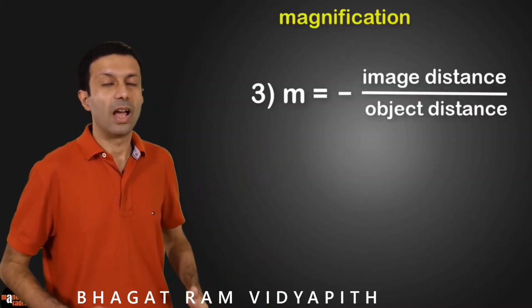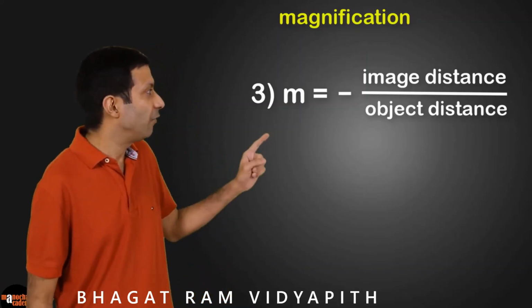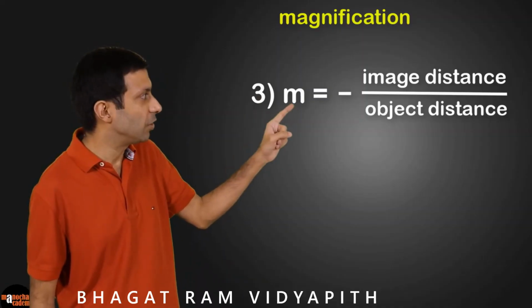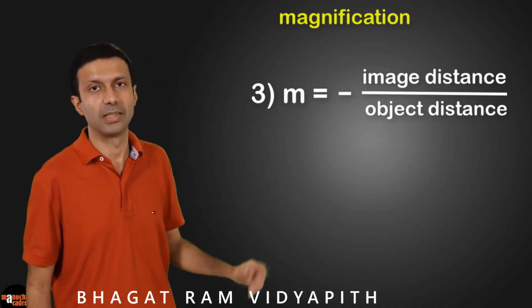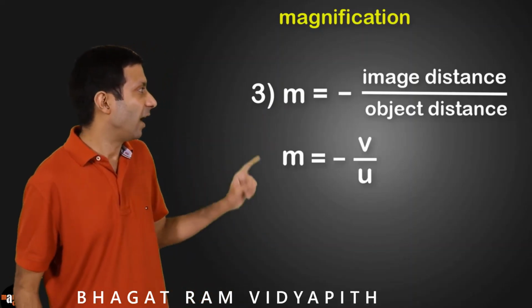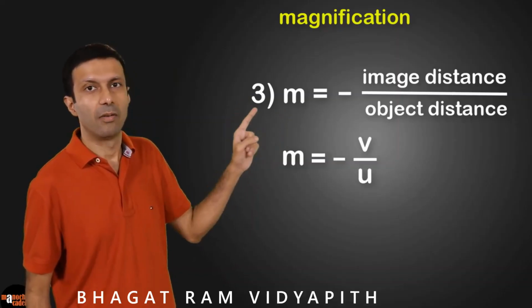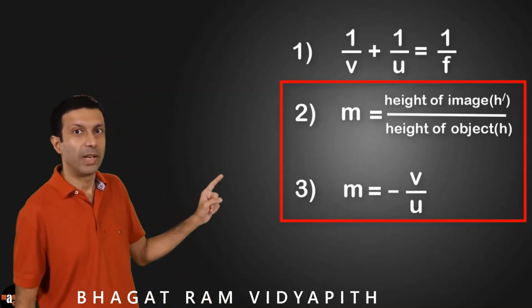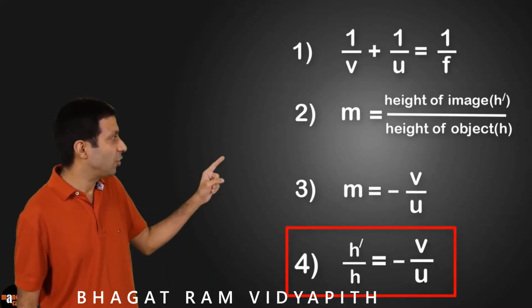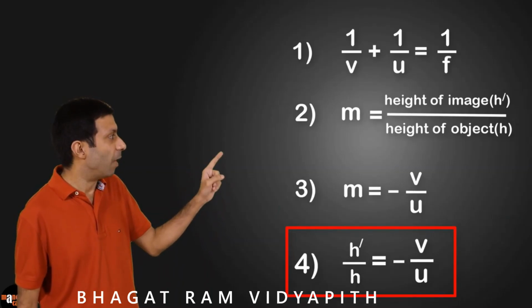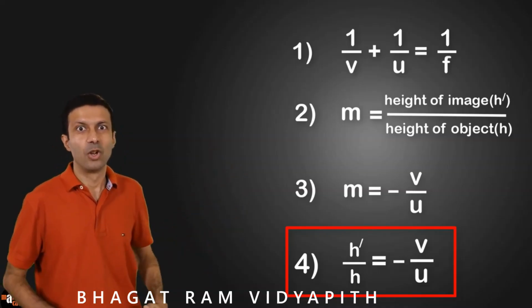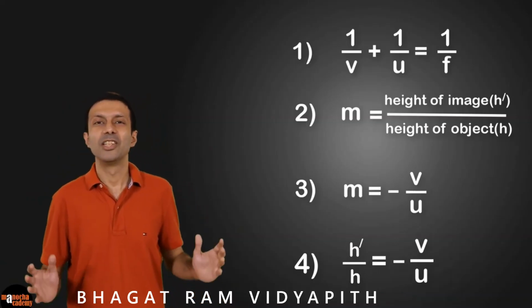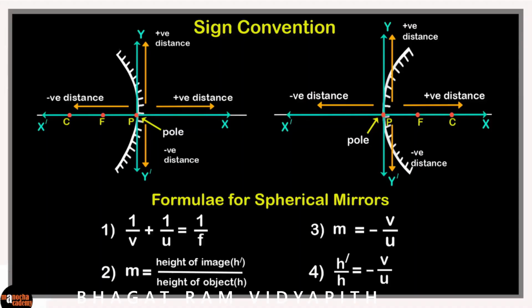The third formula relates magnification to the image and object distance. Magnification m is the negative of image distance divided by the object distance. We can write it as m equal to minus v by u. Now if we combine the second and the third formula, we get a fourth formula: h dash by h equals minus v by u. So we have a total of 4 formulae for our spherical mirrors. Let's place the 4 formulae for spherical mirrors on our concept board.